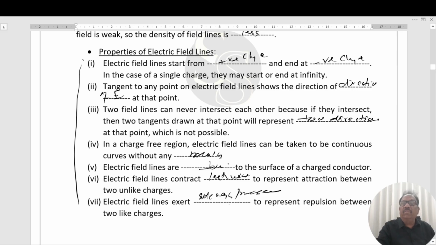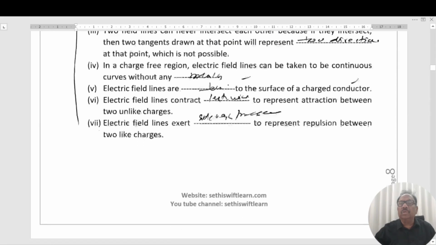Two electric field lines never intersect. If they intersect, two directions will result, which is not possible. Electric field lines can be taken to be continuous curves without any breaks. Electric field lines are perpendicular to the surface of the charged conductor. Electric field lines contract lengthwise to represent attraction between two unlike charges. Electric field lines exert sidewise pressure to represent repulsion between two like charges.